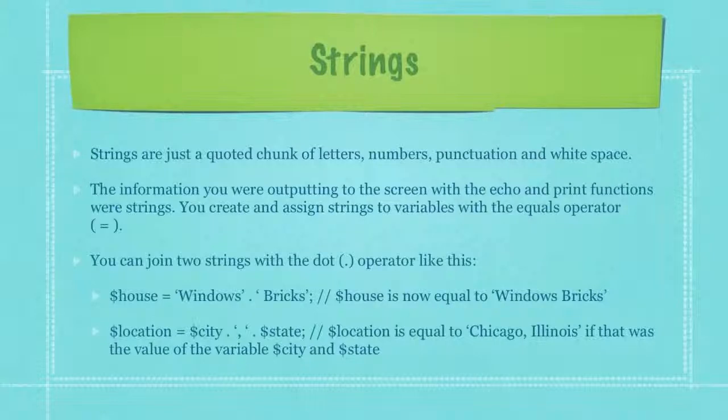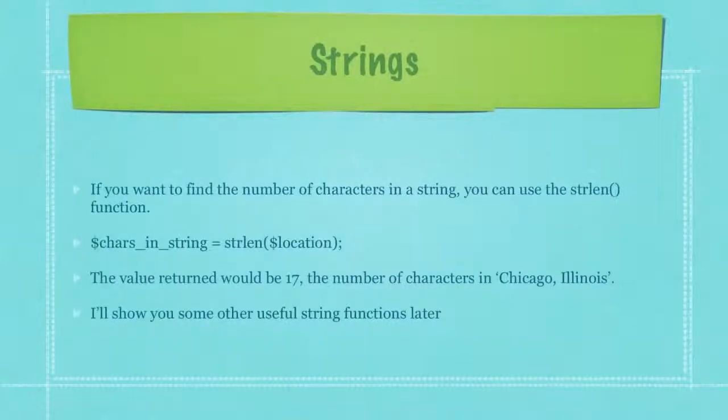As you can see here, I am combining the string windows followed by bricks and assigning it to the string variable house. House is now going to be equal to that. And here, location is equal to Chicago, Illinois, if that was the value of the variable city and state. If you want to find the number of characters in a string, you can use the string length function. Characters in a string, in this example here, would return 17, the number of characters in Chicago, Illinois, including white space and punctuation. I'll show you some other useful string functions later.